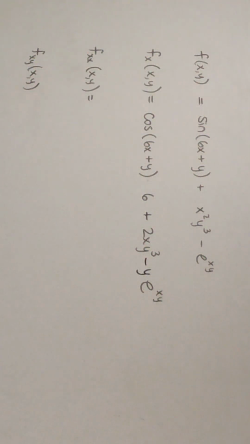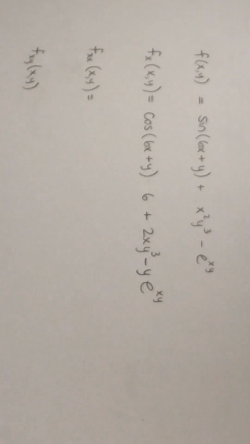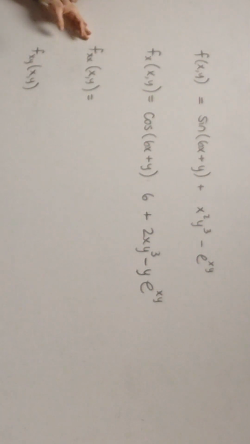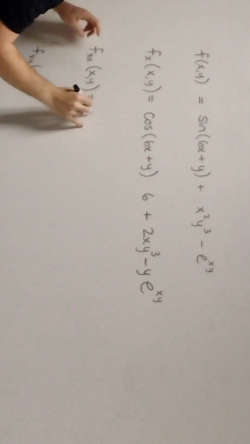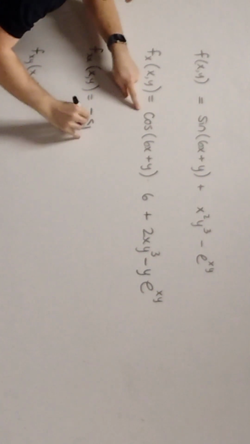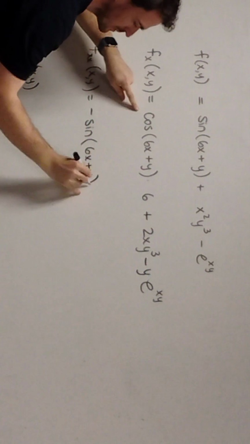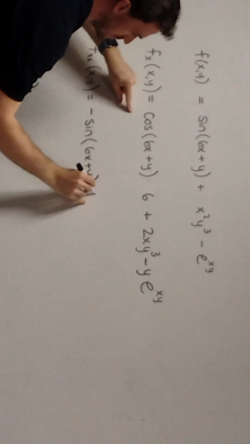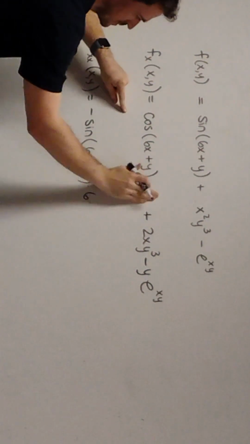We're going to get proficient enough that our answers are going to look like this. Partial derivative with respect to x of that: take the derivative with respect to x. Derivative of cosine is negative sine. Keep the inside the same, times the derivative of the inside. Then I should have the original 6 out.